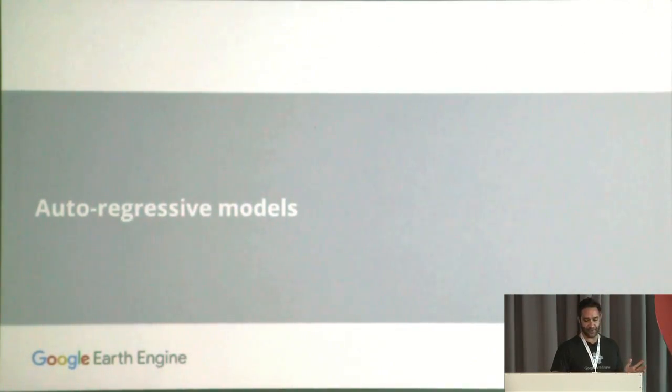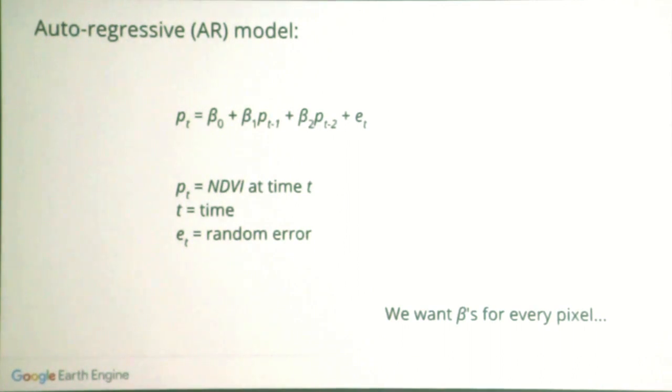There are limitations. And so we can talk about auto-regressive models, but it's going to get a little sketchy, as you're going to see in a second here. So what does this auto-regressive model look like?